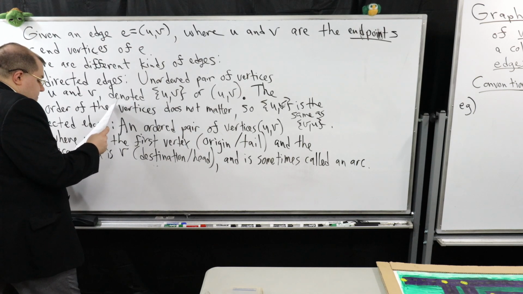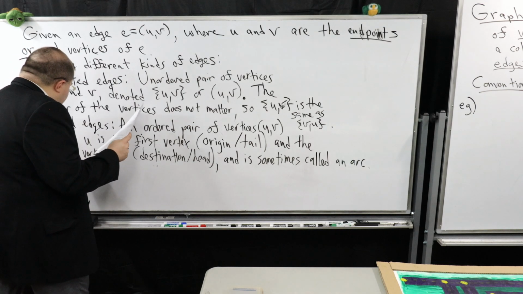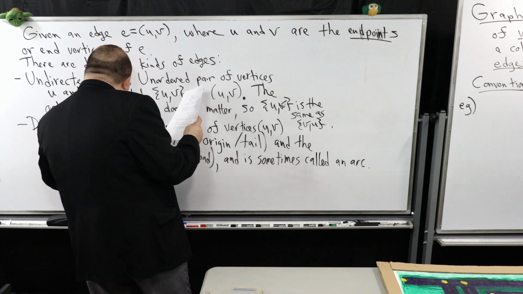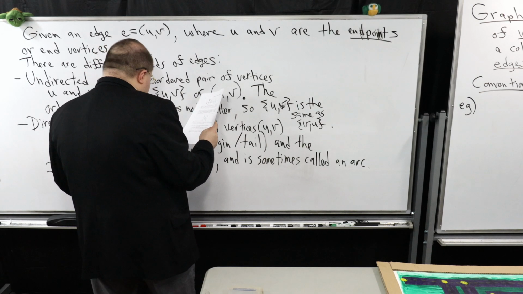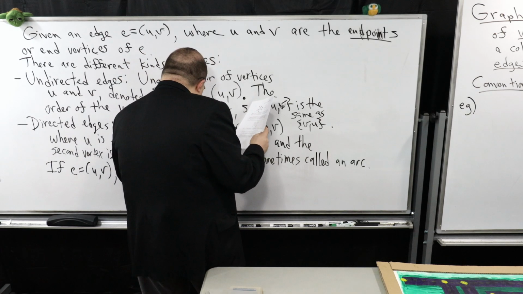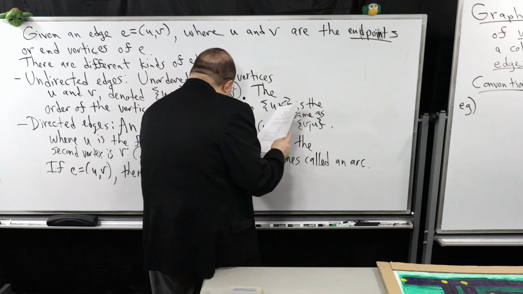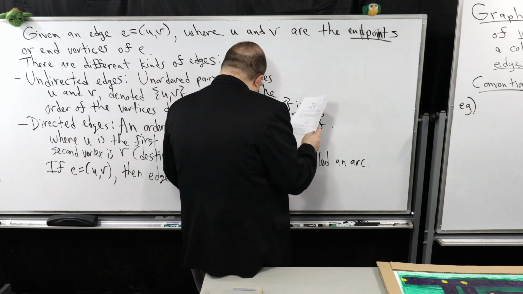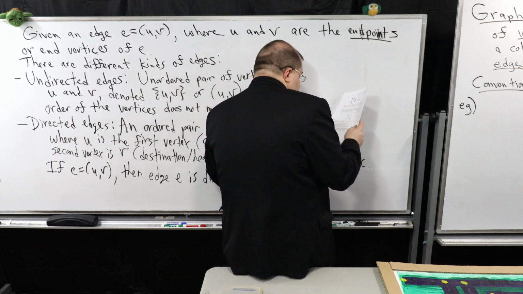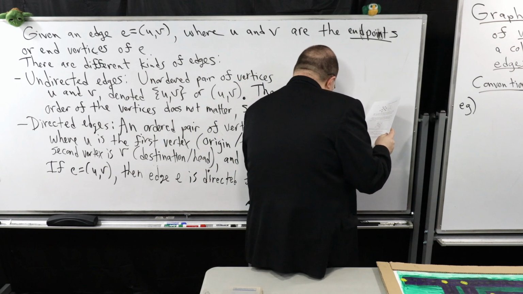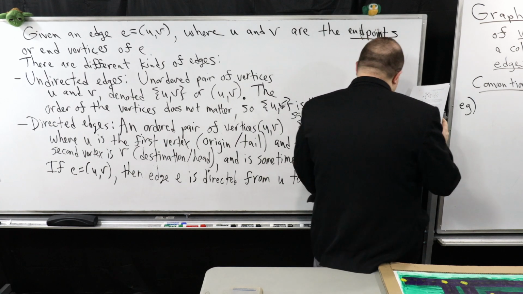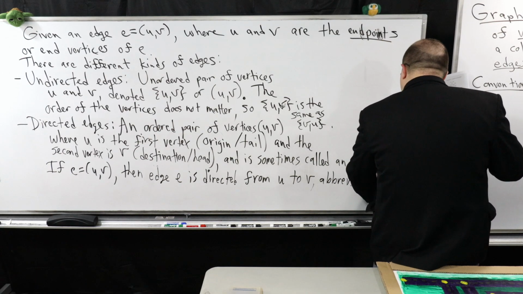So if E is equal to the directed edge UV, now this is an important piece of terminology here, then edge E is directed from U to V. This is abbreviated, so I'm going to abbreviate this as U with an arrow to V like this.